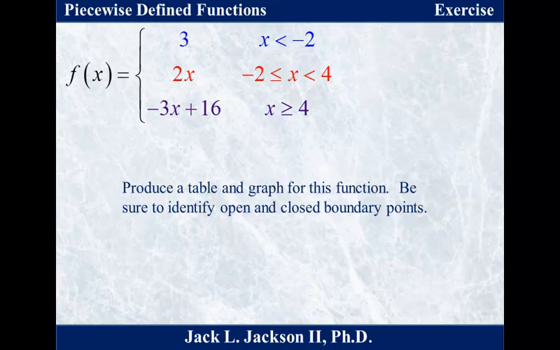Okay, and be sure to identify the boundary points of each part. And if a boundary point is not included, it'll be an open boundary point, and it'll be graphed with a little circle that's not shaded in. And if it is a closed boundary point, if that boundary point is part of the graph, it'll be actually in the table then, and it will be a solid dot, a filled in circle.